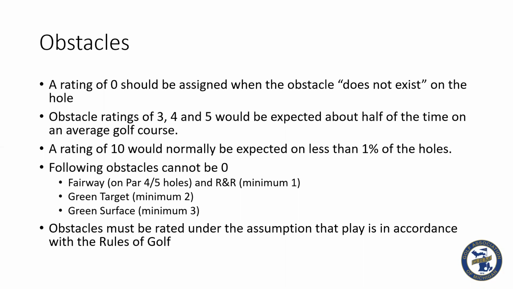Some obstacles cannot be 0, so there's a built-in minimum. For fairway, we have an R&R minimum of 1. For green target, we have a minimum of 2. And for green surface, there's a minimum of 3. We are also assuming that people are playing according to the rules of golf. So we're not rating for people that play by their own rules or don't play by the rules, but for people that play by the rules and post their scores. It doesn't come up a ton, but it is important to understand that.